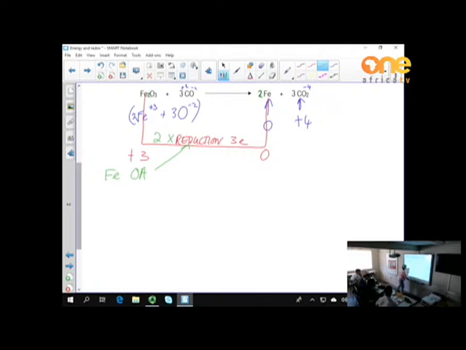Now, let's use a different color. We find that the carbon over there and over there, here the oxidation state of the carbon is +2, and over here the oxidation state of the carbon is +4. Well, for anything to go from +2 to +4, it must lose 2 electrons, and the loss of electrons is oxidation. And we have 2 electrons.